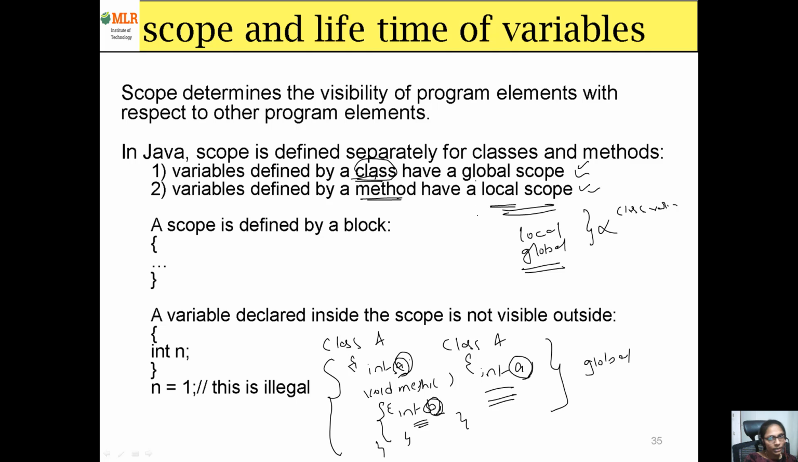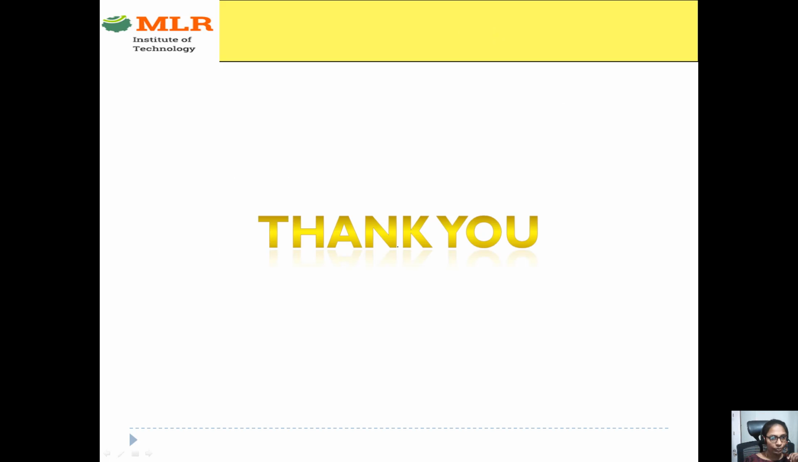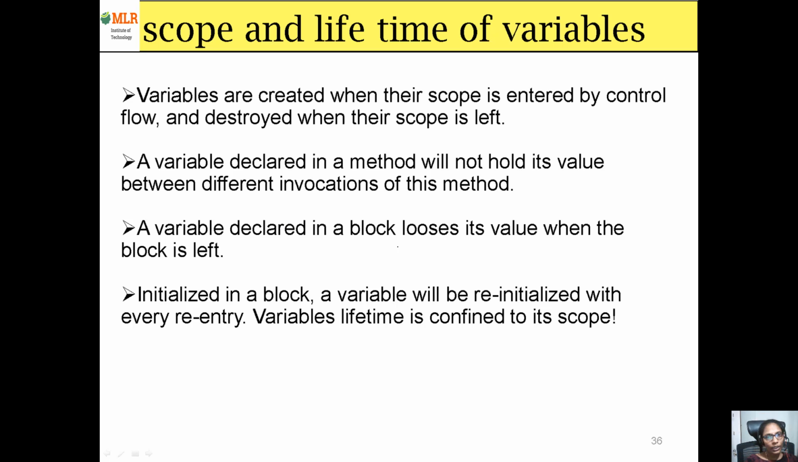Not only a method, any block or any loop. For example, in a for loop I can declare a variable like this. Now i is a local variable for this block, and outside of this for block I cannot access the i value. So this is also having local scope. Right. So that is about local and global scope.